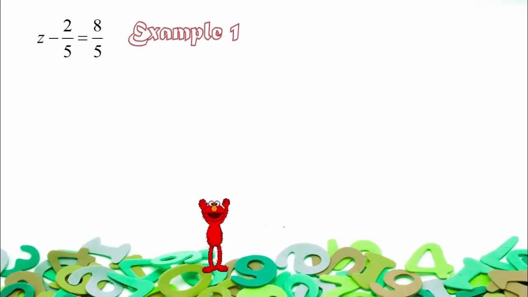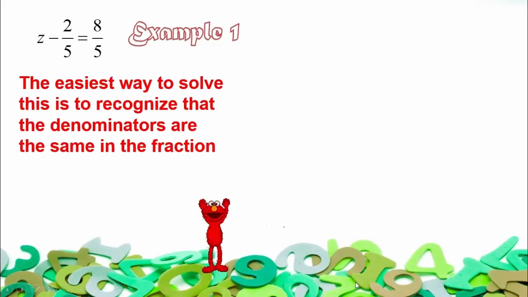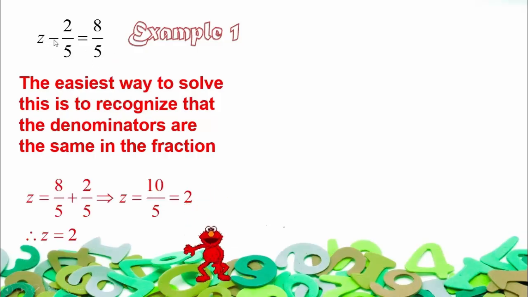Now let us review what we just did on the whiteboard. The easiest way to solve this is to recognize that the denominators are the same in the fractions here. Both of them have 5 in the denominators. So that means we can bring this one over and get z is equal to 8 over 5 plus 2 over 5, and this implies z is equal to 10 over 5, or 2.